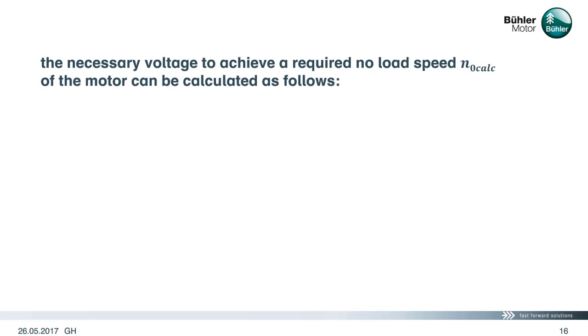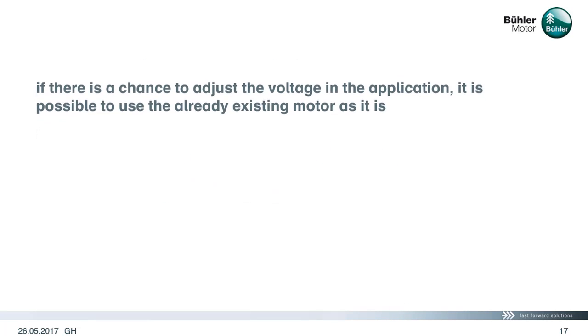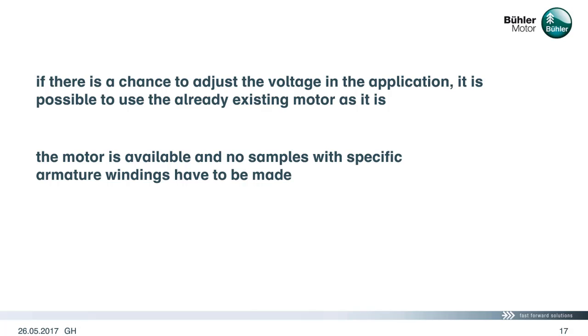The necessary voltage to achieve a required no-load speed N sub 0 calculated of the motor can be calculated as follows. Calculated voltage V calculated is our voltage of the basis motor V basis multiplied by no-load speed of the calculated motor N sub 0 calculated divided by N sub 0 basis. If there is a chance to adjust the voltage in the application, it is possible to use the already existing motor as it is. The motor is available and no samples with specific armature windings have to be made.